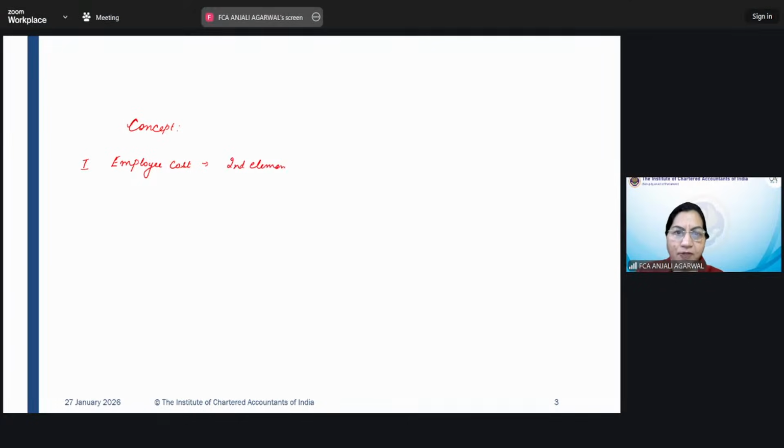So today we are going to talk about how to manage and be cost effective in the employee cost. So far, we have learned about material costing. Material is a very important element of cost, and today we'll talk about employees or labor cost. This is the second element of cost, and it is a very important element.